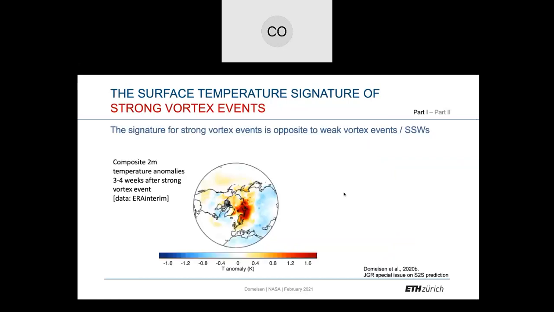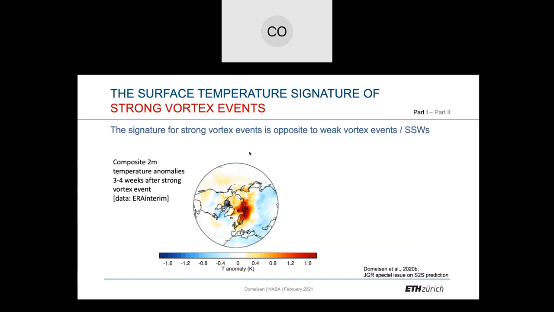As you can see here, the surface temperature signature of these strong vortex events is also almost opposite. You remember from before, we had cold temperatures over Eurasia. This is now warm anomalies, so basically the exact opposite. This then leads to a much stronger jet that comes into Europe further north, or some people call the positive NAO the normal NAO. So the normal places get lots of rainfall, like Scotland, Norway, these places where you would actually expect a lot of rainfall.